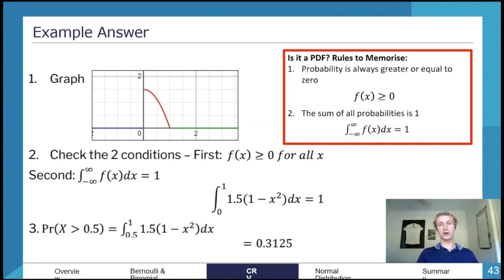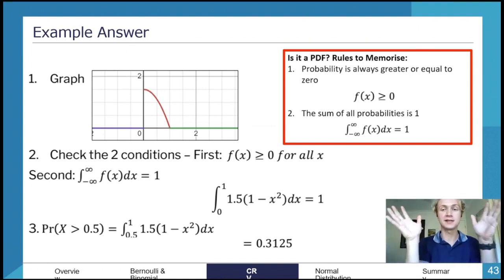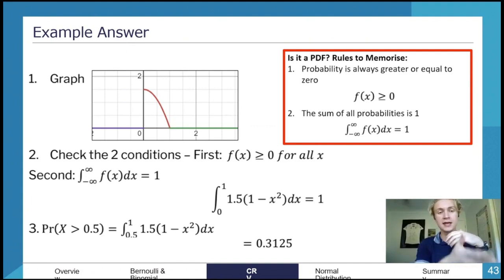Check the two conditions. There are two rules that you have to memorize for whether it is a probability density function, or PDF. Number one, the probability is always greater than or equal to 0. So f of x is always greater than or equal to 0. Here we can see it is because f of x does not go below 0. It never goes negative, because how do we have a negative probability?